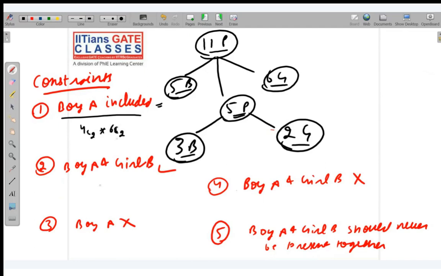Okay, so I think it's clear. Second question answer? 4C2 into 5C1. Yes, good. Okay, third question. 4C3 into 6C2. Yes, very good.